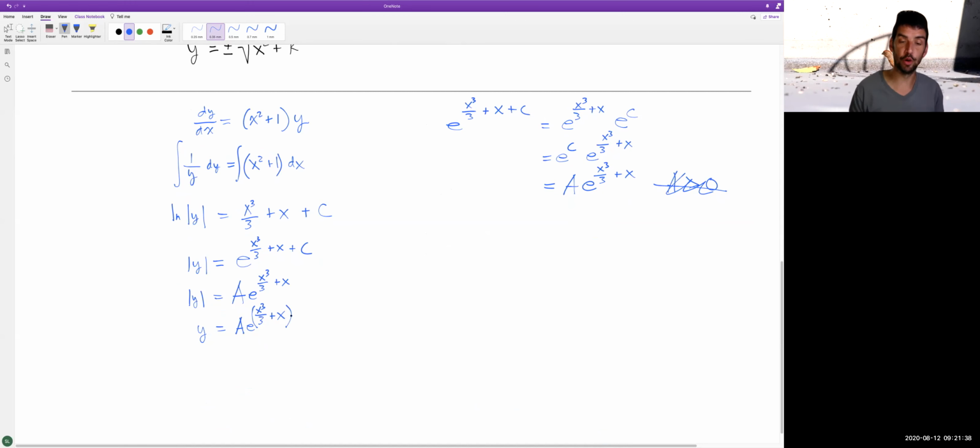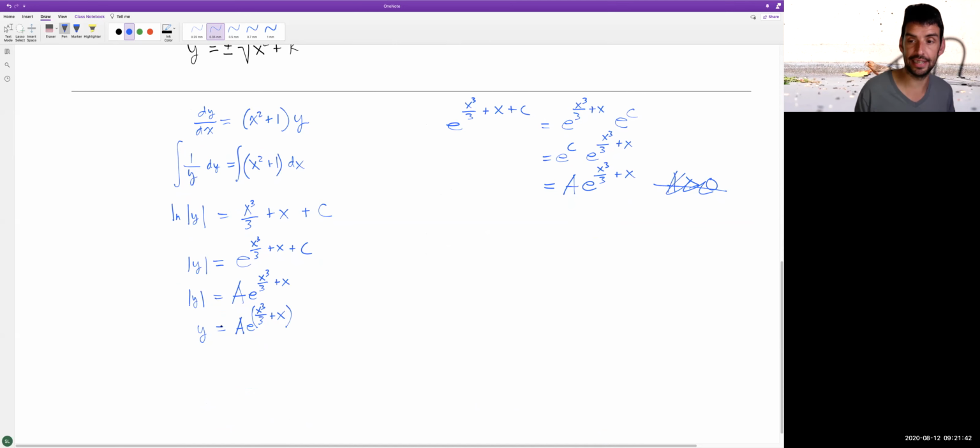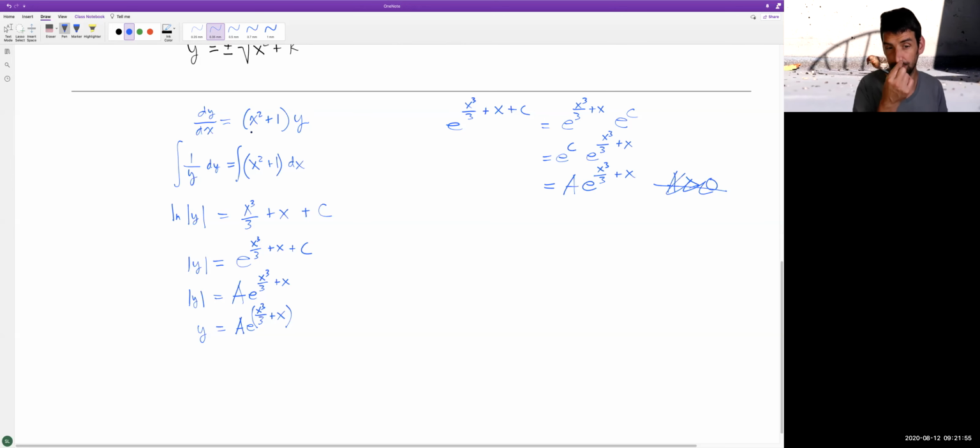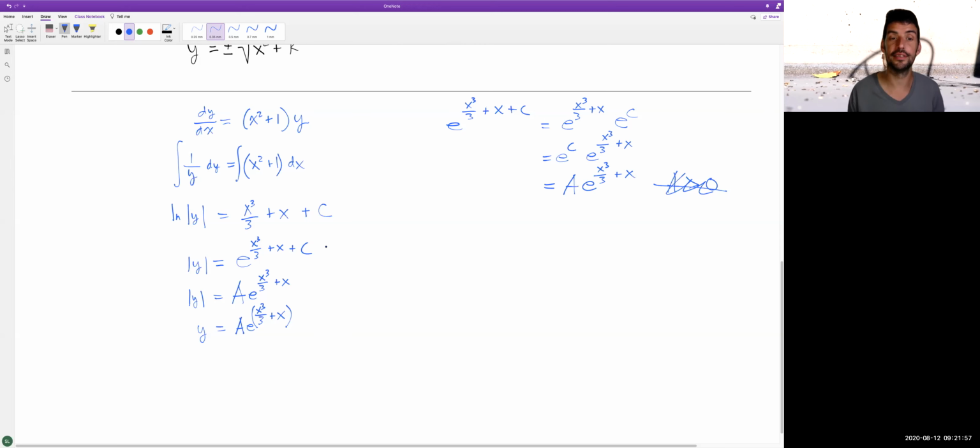And I'm going to leave it alone, but you are encouraged to try taking this derivative, putting it back into this differential equation and seeing, is the derivative equal to the function itself times x squared plus 1? I think you'll see pretty quickly that it is.